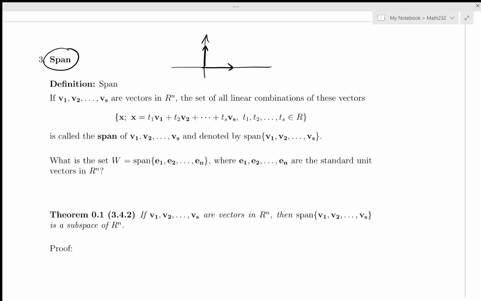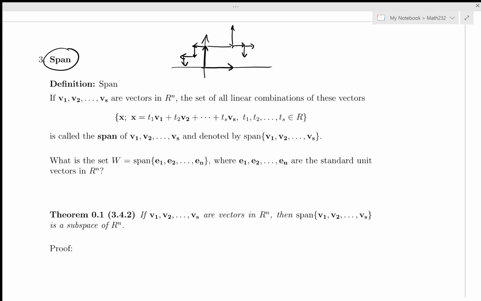The question of span is, if I'm allowed to walk along vectors like this, I could go here, here, here, here. I can take scalar multiples of them. I could go here, here, here, like that. Can I get everywhere? Or rather, not can I get everywhere, but where can I get? And everywhere that I can get is the span.